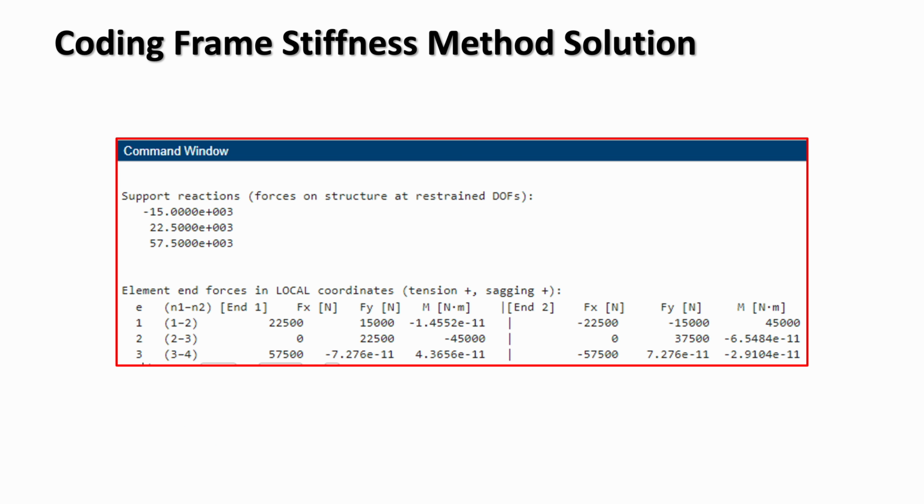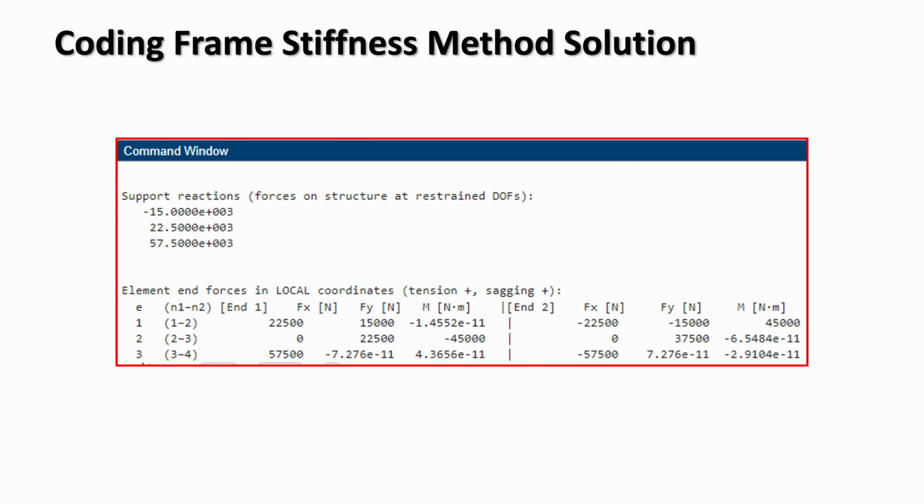And here we can see the numerical output from our MATLAB solution. At the top are the support reactions, horizontal and vertical forces, and moment restrained at the restrained degrees of freedom. In this case, the pin support at 1 and the roller support at 4 provide the required restraints to keep the frame in equilibrium under the applied loads.